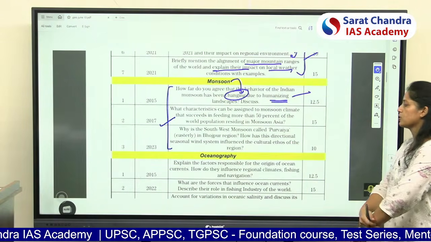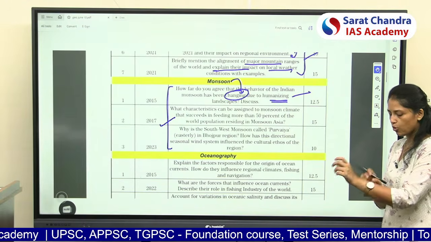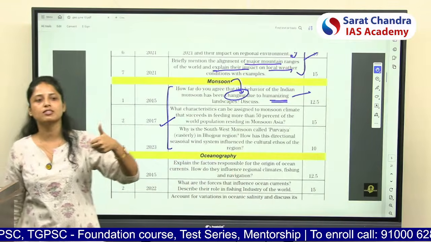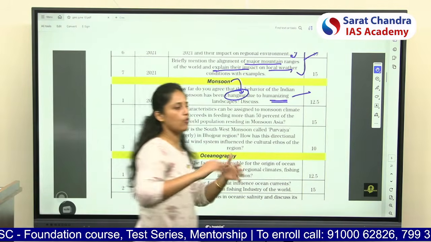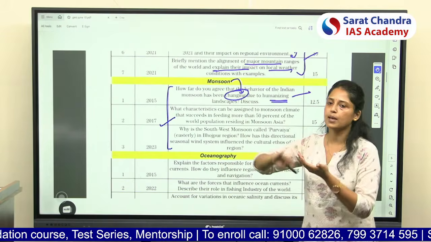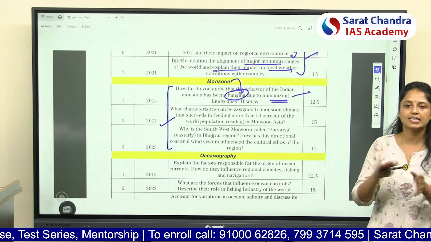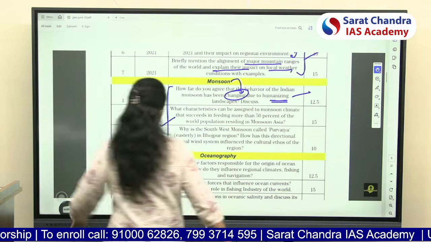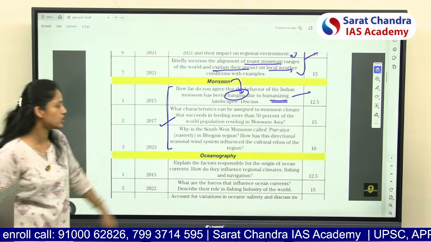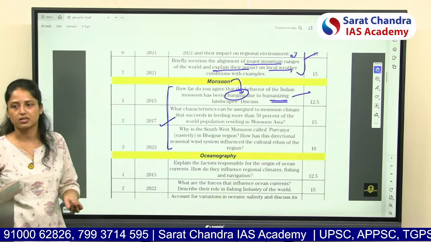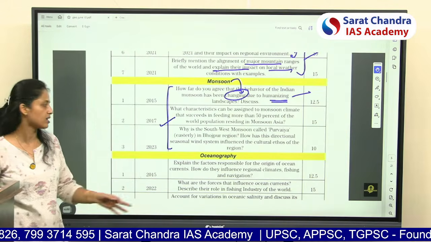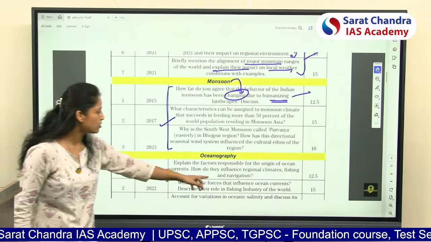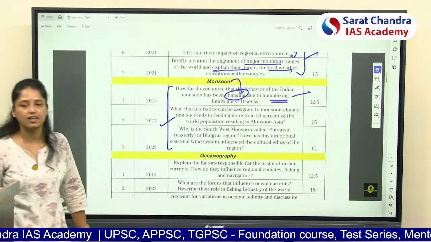Now coming to oceanography. Basically in oceanography, UPSC is repeating two types of themes. The first theme is about ocean currents. What are the causes of ocean currents, what is the impact of ocean currents on world climate, these types of themes are repeated. So here a question of 2015: explain the factors responsible for the origin of ocean currents. Very basic question. Whenever you start reading about ocean currents, this is the first basic thing, how they even generate. Then, how do they influence regional climates, fishing and navigation.